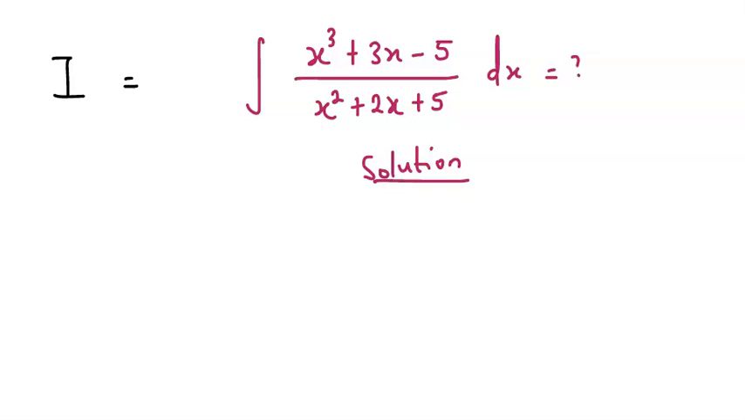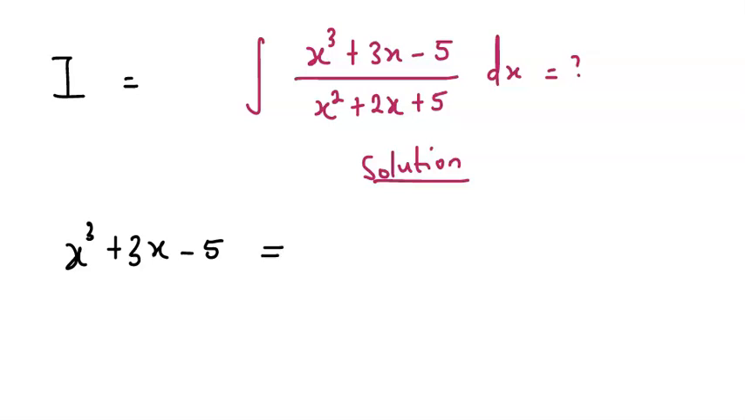Today we're going to evaluate the integral of (x cubed plus 3x minus 5) divided by (x squared plus 2x plus 5) dx. So let's get started. For the numerator we have x cubed plus 3x and then minus 5.